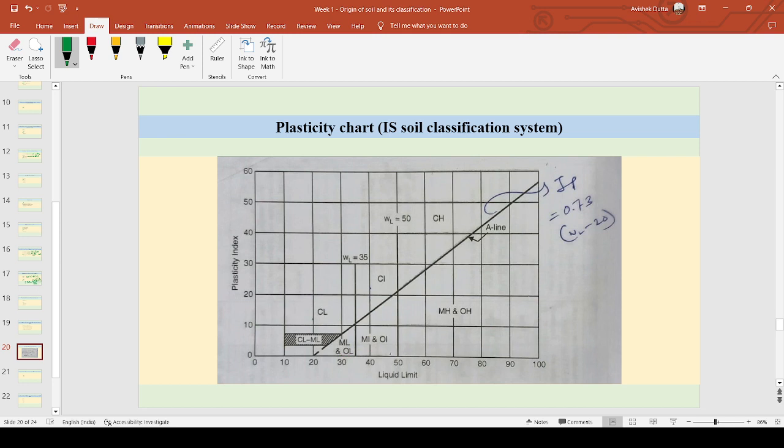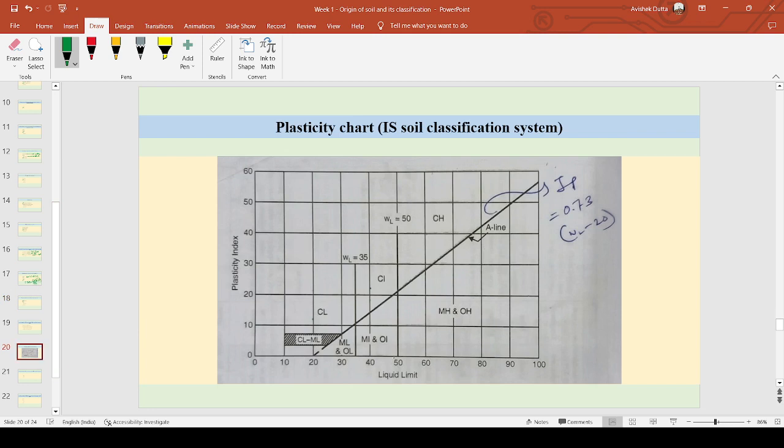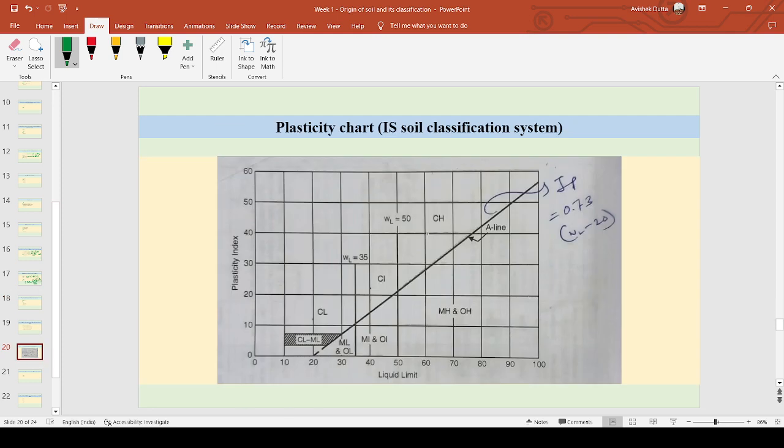O means organic, and if it is not O, it is inorganic. So below the A line we have organic, OL, OI, OH, and also below the A line we have M. M means silt, and above the A line we have clay. So soil particles which are above the A line, we can say in a generalized sense that that particular soil is inorganic clay. Isn't it? It is inorganic clay because silts are below the A line. Organic clay is not present over here because it will be CO, and CO is not mentioned anywhere in the plasticity chart. Okay, organic soil, everything below the A line is organic soil.